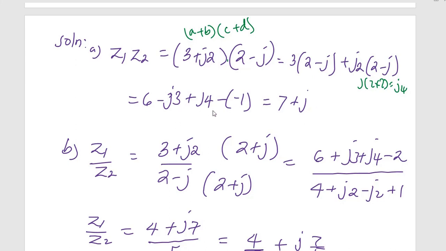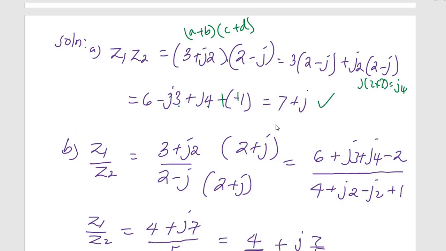So I add as usual: this will be 6 plus 1, since this is negative, this negative will go, we have 7. Then plus this, plus that, this is negative and this is positive, so it will be 4 minus 3 times j, and this will give you 7 + j.